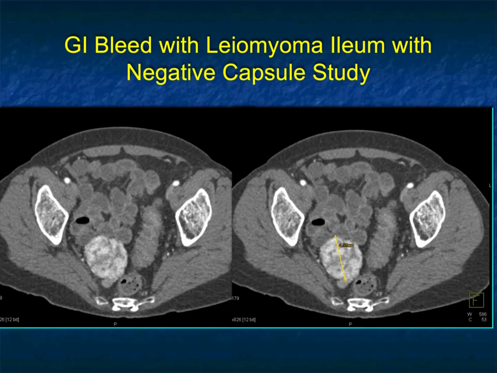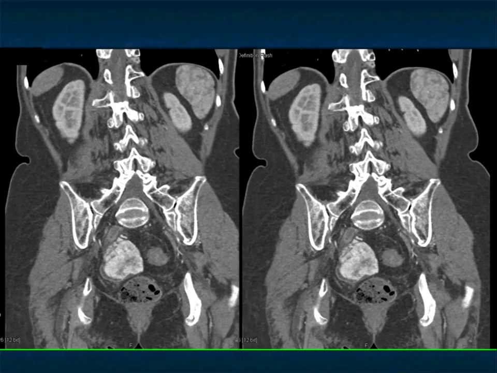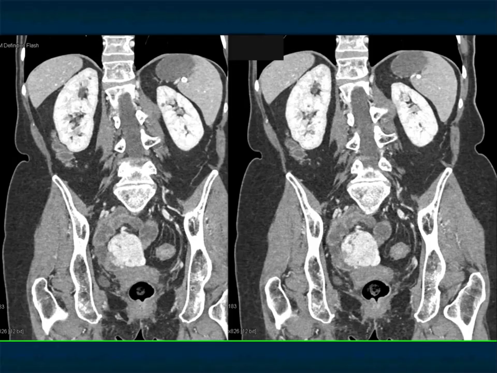Now, you can see sometimes capsule endoscopy, as I mentioned, just misses even large tumors. Patient with a GI bleed with a leiomyoma in the ileum. It's interesting, look how vascular that lesion is. It's not really obstructing the bowel, but like many of the smooth muscle tumors, it's exophytic, and so the capsule study was negative. Again, you're negative for a 6 centimeter mass. CT shows it very nicely.